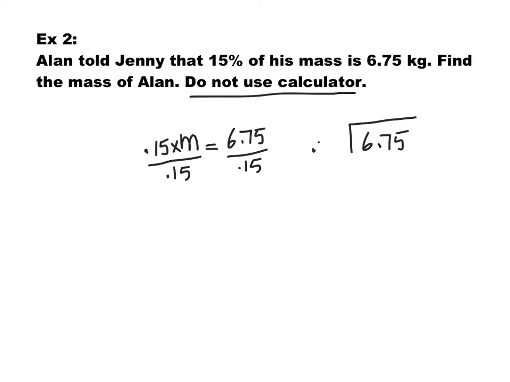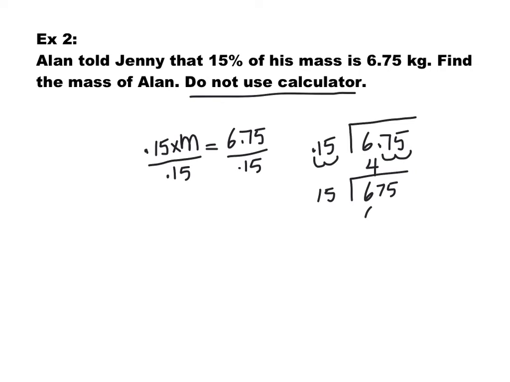6.75 divided by 0.15. I have to move the decimal 2 digits to the right, so I have to do the same thing here, 2 digits to the right. So this becomes 675 divided by 15. I get the first 2 digits, 67. 67 divided by 15 is going to give me 4.